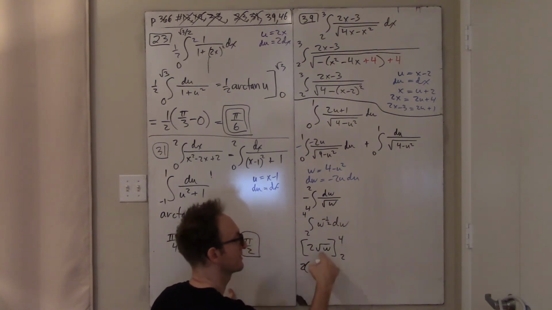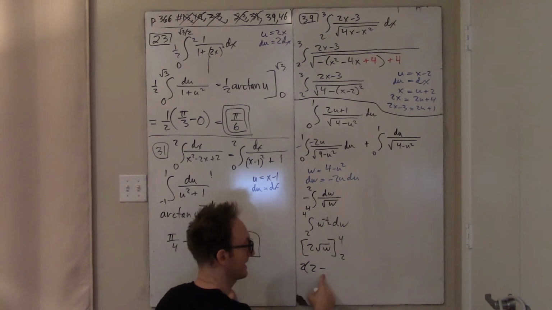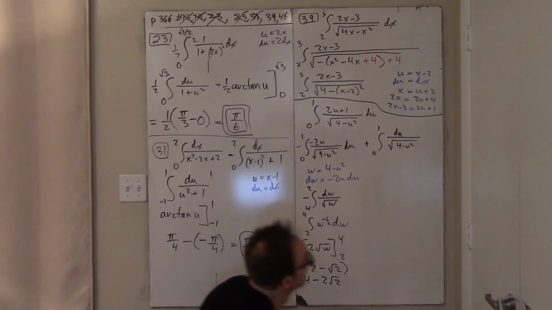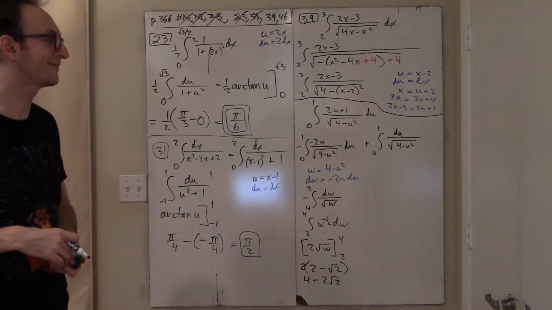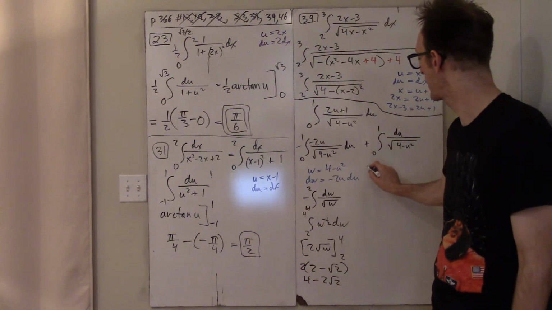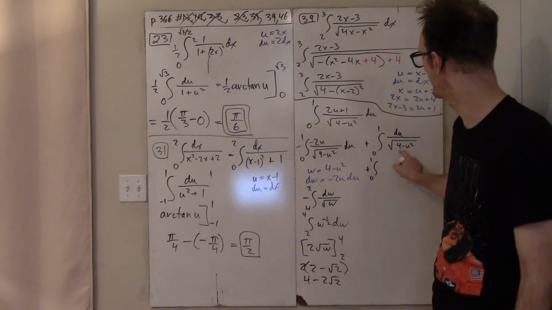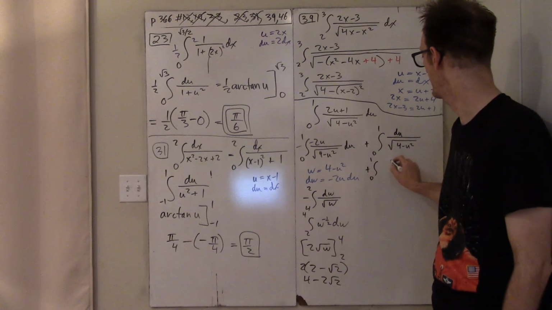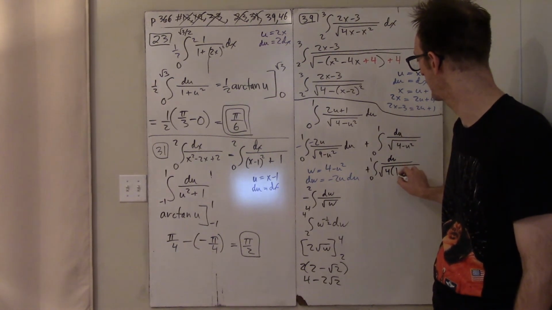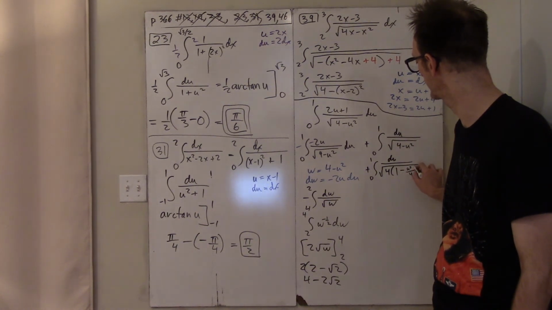What do I get? I get 2 times root 4 is 2, and root 2 is just root 2. So it seems this half of the problem has left me with 4 minus 2 root 2. What about the other half of the problem? Well, here now I engage in my move where I factor 4 out of here, and so this is du over root 4 times 1 minus u squared over 4.